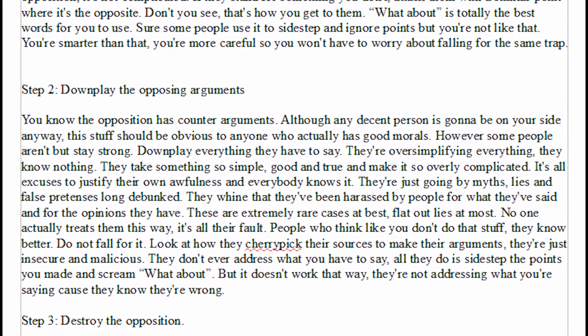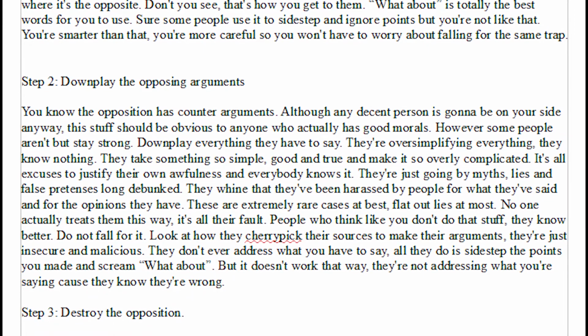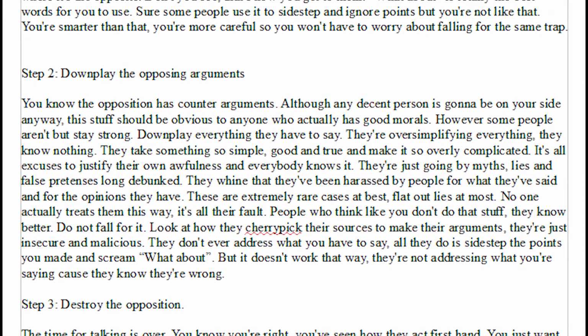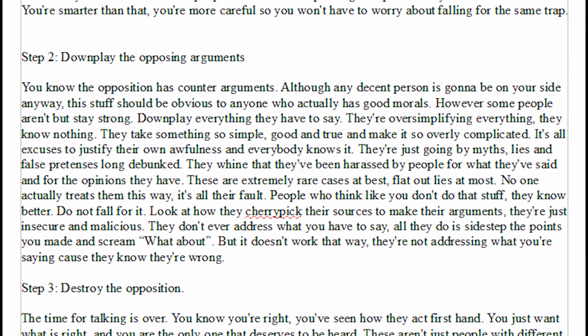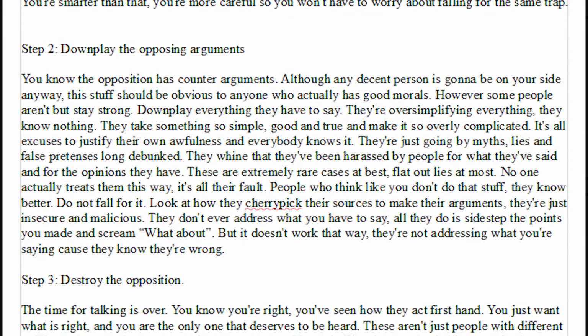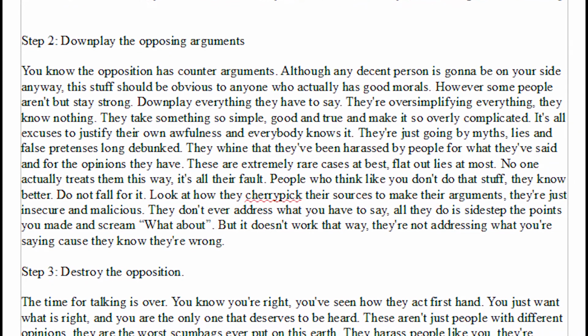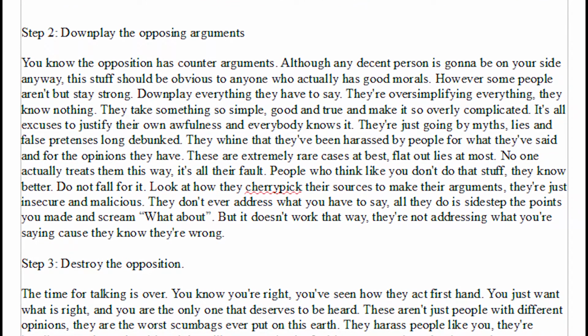Look at how they cherry pick their sources to make their arguments. They're just insecure and malicious. They don't ever address what you have to say. All they do is sidestep the points you made and scream "what about." But it doesn't work that way. They're not addressing what you're saying because they know they're wrong.